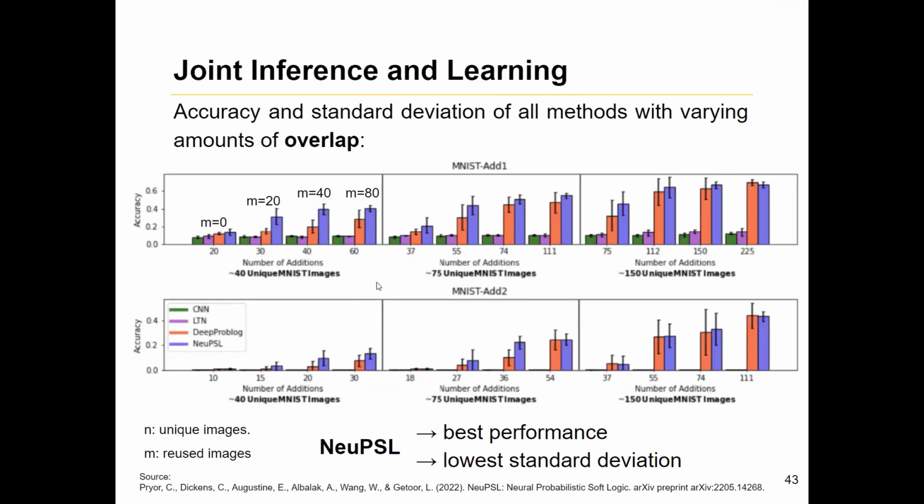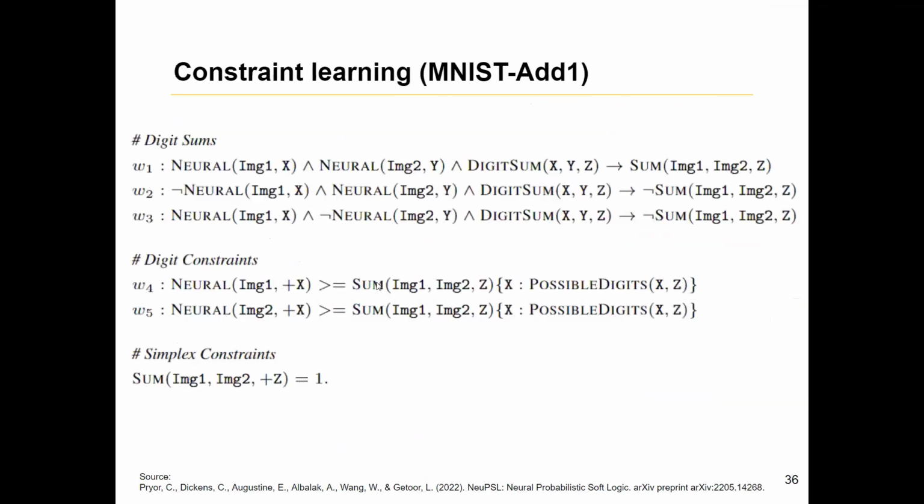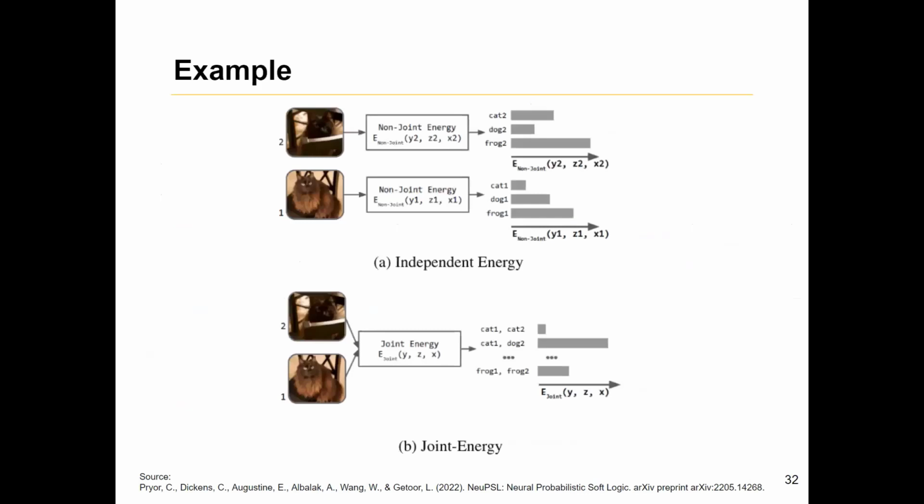I have another question. On slide 32, why did we take the minimum of the energy function in the first one, and why did we take the maximum of the energy function in the second image? I think they took the minimum. No, in both cases, the minimum.